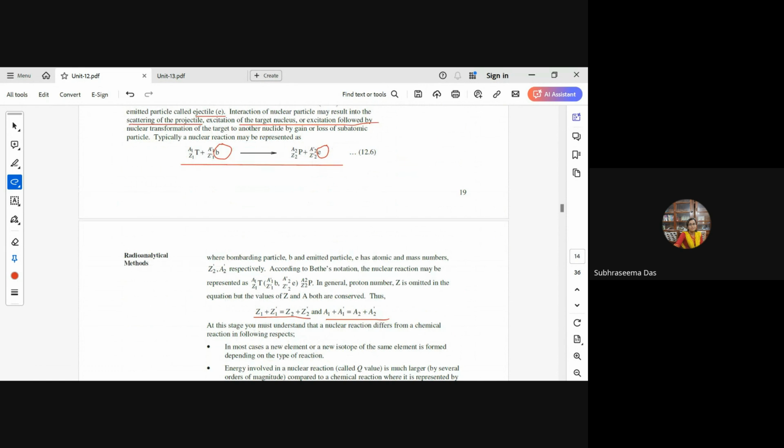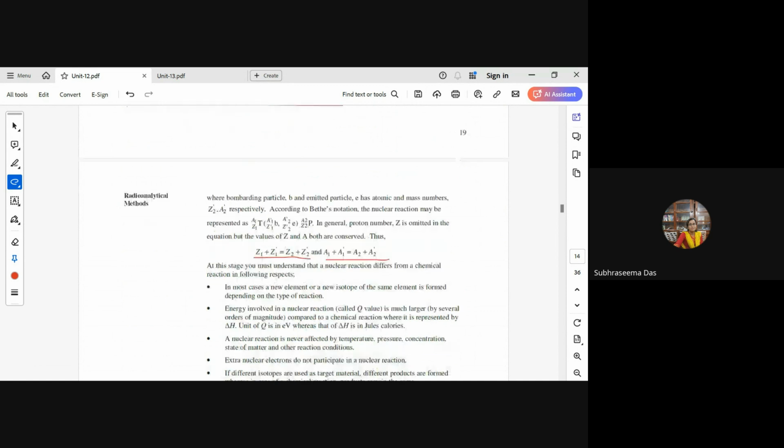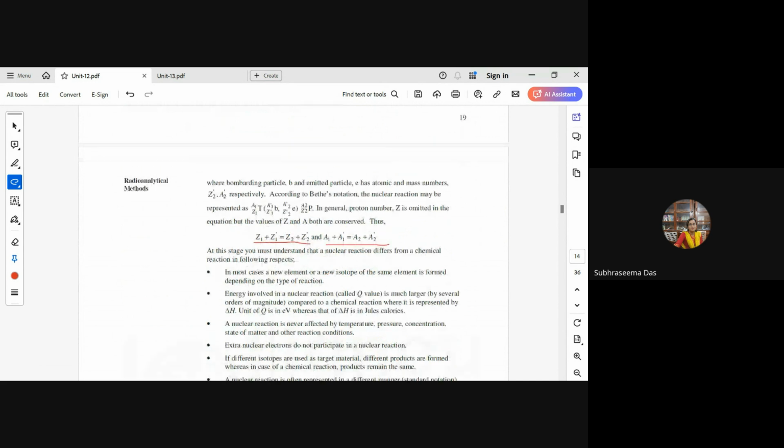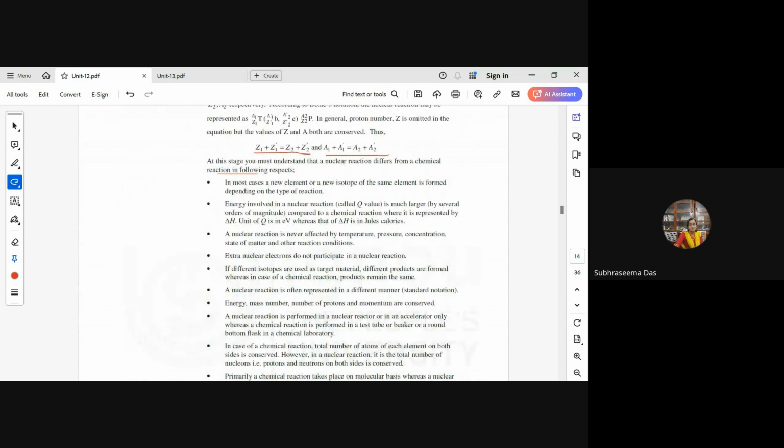So this is the fundamental of a nuclear reaction, that both the atomic number and the mass number should be conserved, as shown here. Z1 plus Z1 dash is equal to Z2 plus Z2 dash. That is, the A and Z on the left hand side must be conserved with the A and Z on the right hand side. Now at this stage, we need to know how a nuclear reaction differs from a chemical reaction. In most cases, in a nuclear reaction, a new type of isotope of the same element is formed, and it depends upon the type of the reaction.